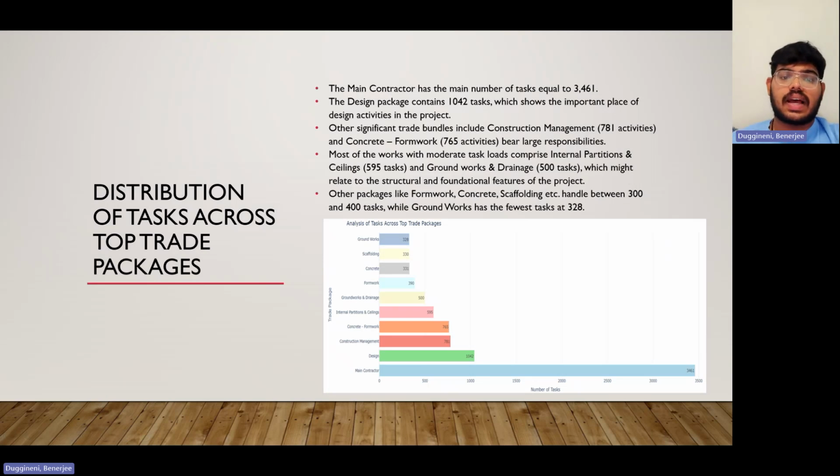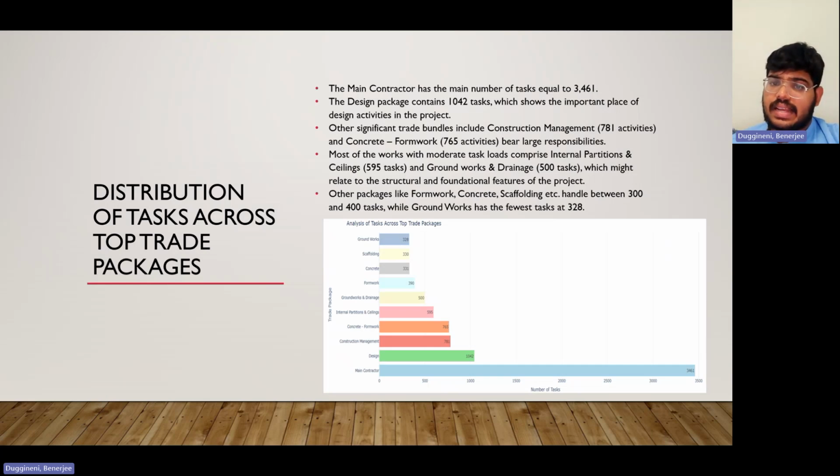Coming to the distribution of tasks across top trade packages, the main contractor has the largest number of tasks, almost 3461. The design package contains 1042 tasks, which shows the important place of design activities in the project. The other significant trade bundles are construction management with 781 activities and concrete formwork with 765 activities. Most of the works with moderate task loads comprise internal partitions, ceilings, groundworks, and work related to the structural and foundational features of the project.